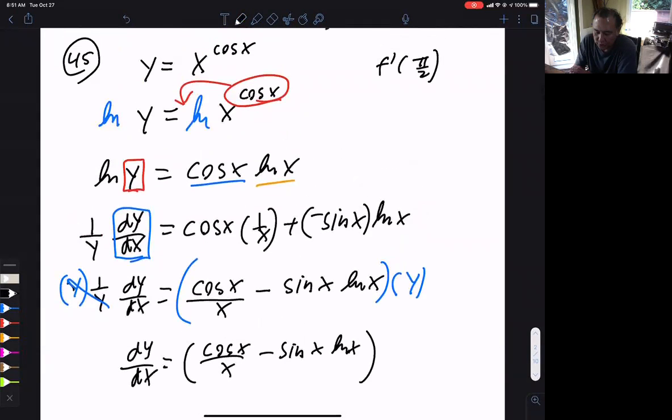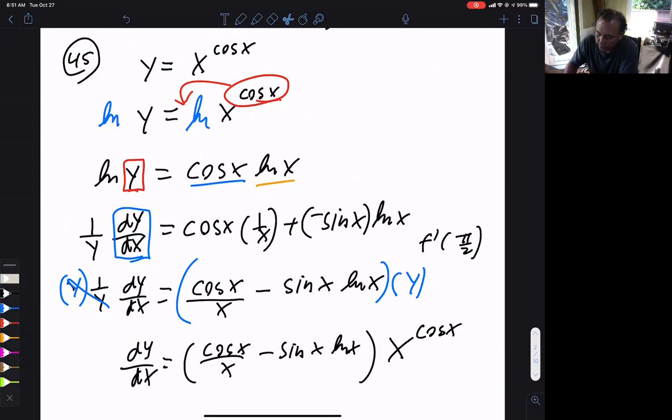But what is y? We need to go back to the original and say, that's y. Y is x to the power of cos x. So in place here, I put x to the power of cos x. All right, we're almost done. Remember what we're trying to find.